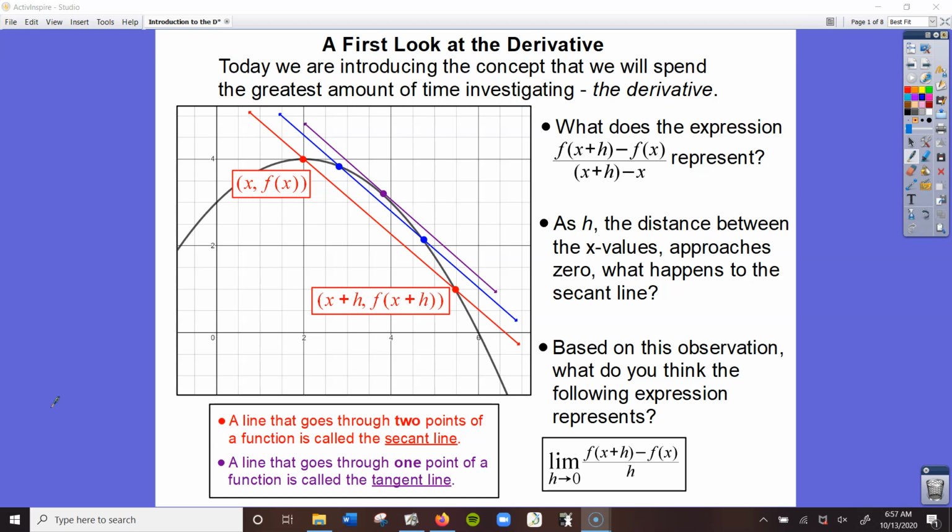Hey guys, today we're going to look at the definition of a derivative. In order for us to do so, we need to be familiar with some vocabulary and some particular formulas. First, we're going to look at a secant line.